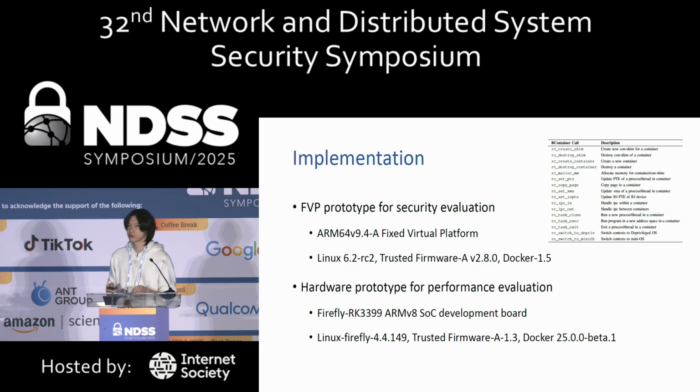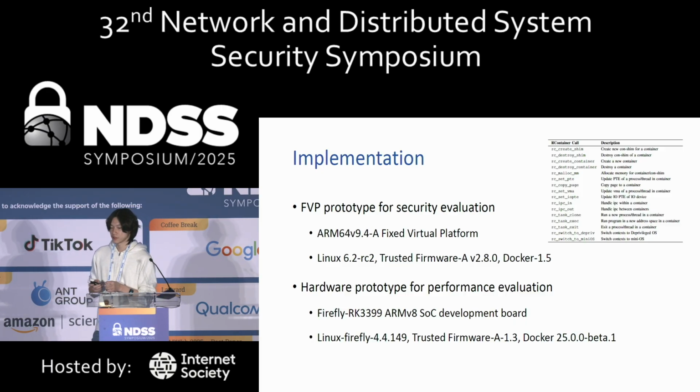So here is the implementation. We made two prototypes for RContainer. The first one is the FVP prototype for security evaluation. It is based on ARM FVP. And the second one is the hardware prototype for the performance evaluation. We implement it based on the hardware development board named RK3399. It is an ARM V8 development board.